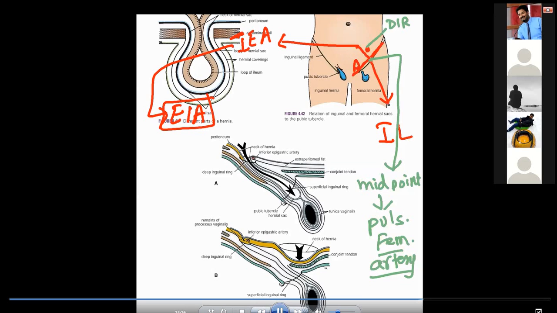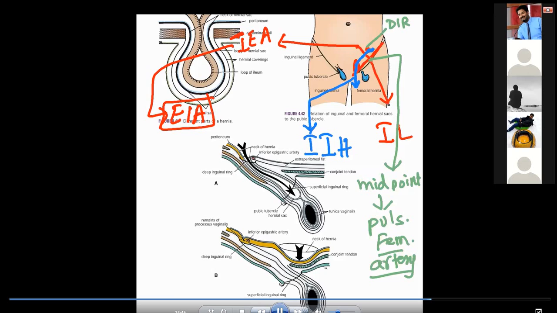If the hernia is coming out from here, from deep inguinal ring, passing through the superficial inguinal ring and into the scrotum. See, it is lateral to your inferior epigastric vessel. So this will be your indirect inguinal hernia. Which hernia? Indirect inguinal hernia.